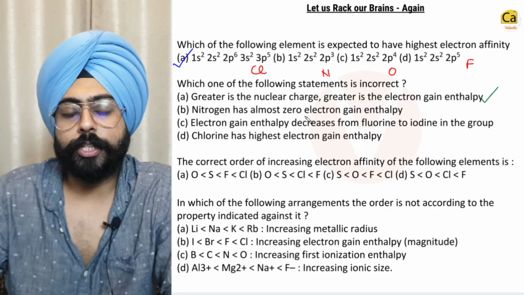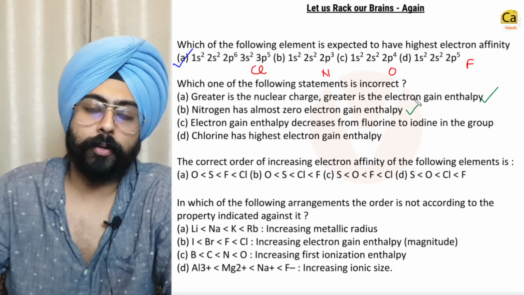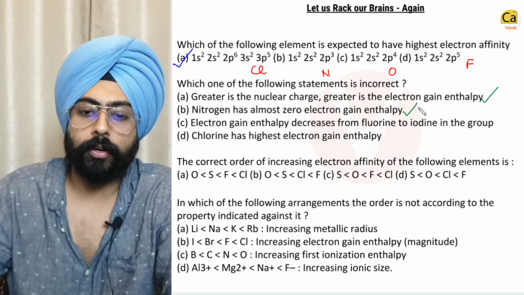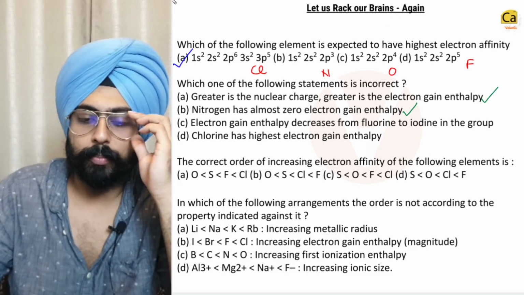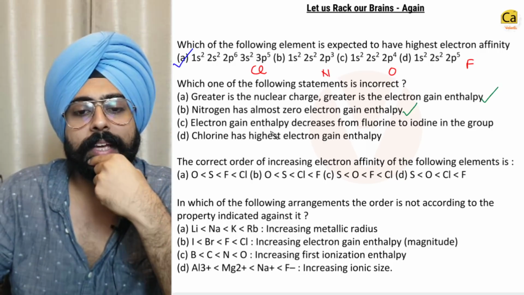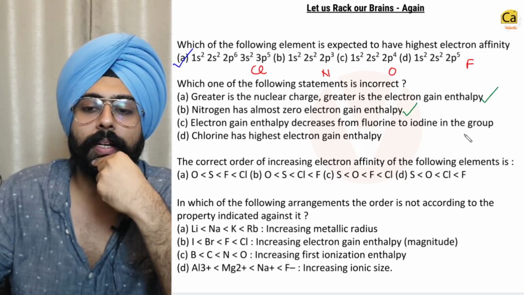Nitrogen has almost zero electron gain enthalpy. That's also correct, because nitrogen does not want to gain an electron. So it's reluctant to gain an electron. Almost zero electron gain enthalpy. Very nice. Electron gain enthalpy decreases from fluorine to iodine in the group.